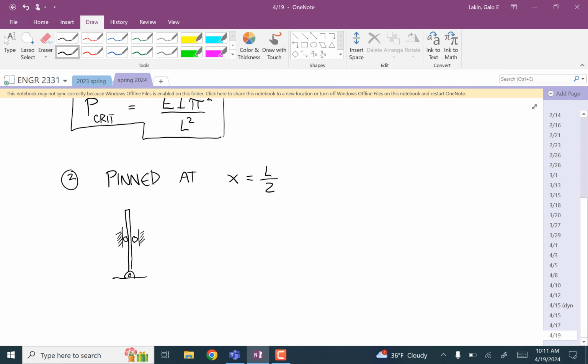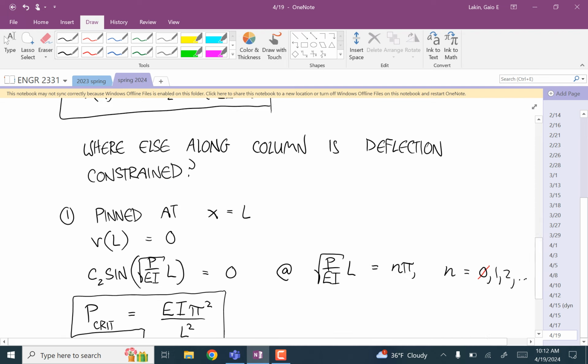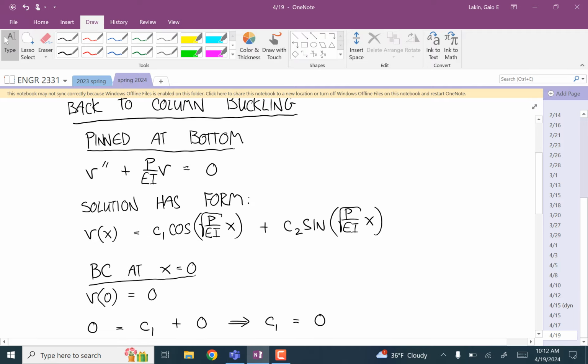Did you mean to say C2 sine? Yes. That doesn't come into the calculation, but yeah, you're right. At the start, we said deflection double prime plus P over EI of deflection equals 0. Is that our model just for pinned at the bottom? Yes. Just for pinned at the bottom. And the reason is when we have fixed at the, so we'll see that the only other kind we'll do is fixed at the bottom.